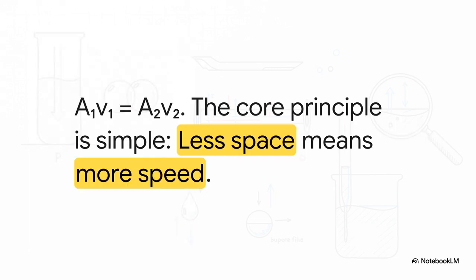And that whole idea is wrapped up neatly in the equation of continuity. A1V1 equals A2V2. A is the area and V is the velocity. So if the area A gets smaller, the velocity V has to get bigger to keep things equal. It's that simple. Less space means more speed. You've seen this in action every time you put your thumb over the end of a garden hose to make the water spray out faster.